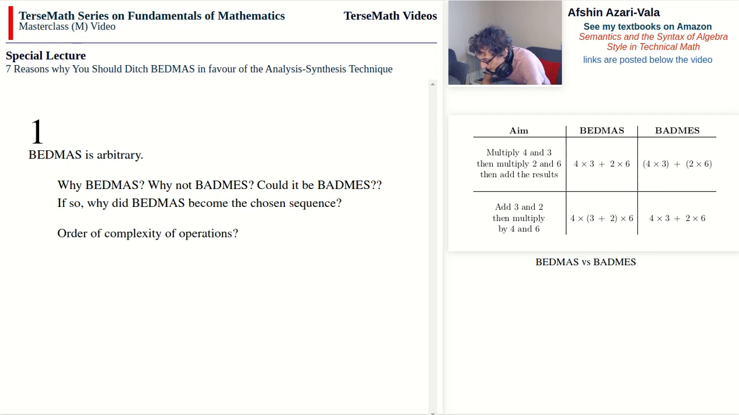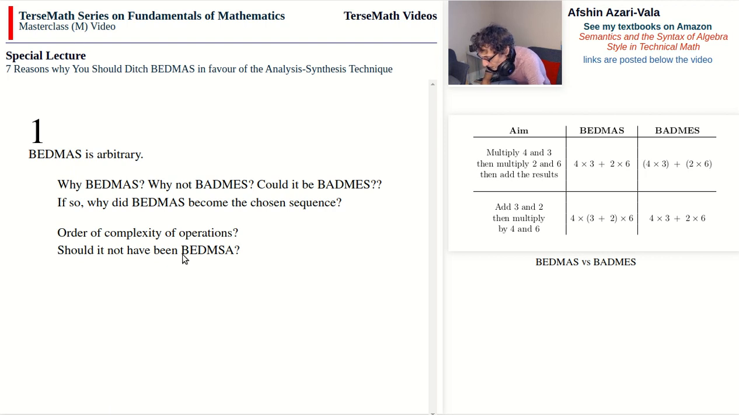Now, some people might say, well, it has to do with the order of complexity of operations, but then the problem is that it should have been BEDMAS the other way around, because if I take a look at order, now never mind brackets for a minute, there are exponents which are more complicated than division. Division is more complicated than multiplication. Multiplication is more complicated than subtraction, and subtraction is more complicated than addition. So it should have been the reverse, where addition, which is the easier operation, all of a sudden comes before subtraction, which is more complicated.